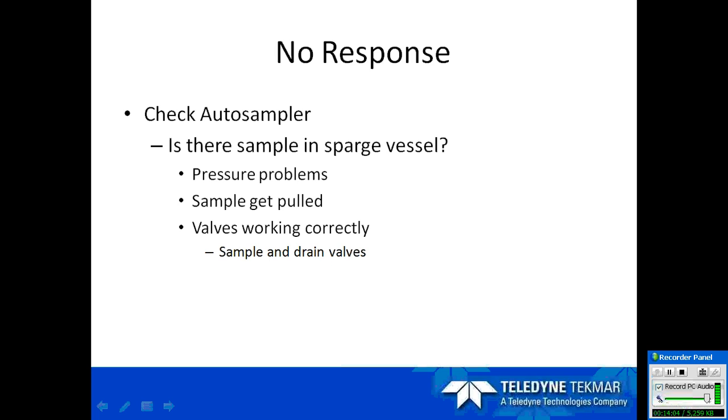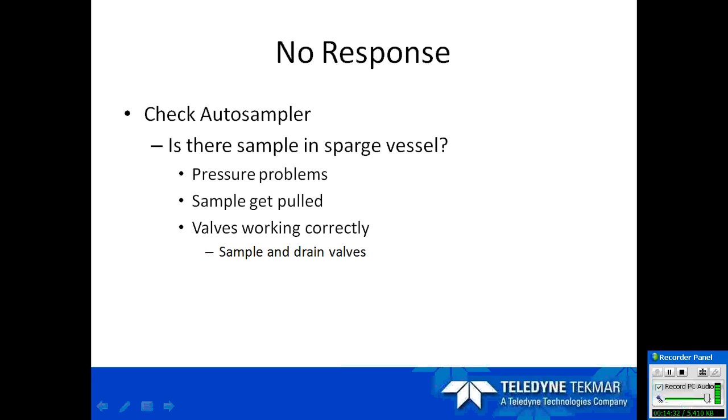There could be a couple of issues related to this. Most of these systems are pressure driven, unless you have the Atomx, which is syringe driven. The pressures need to be set correctly for the sample to be pulled. Typically, it's set anywhere between 6 to 8 psi. That's set at the manufacturing floor, and it shouldn't be changed. Basically, if you see your sample getting pulled, then you know you have your pressure set correctly.